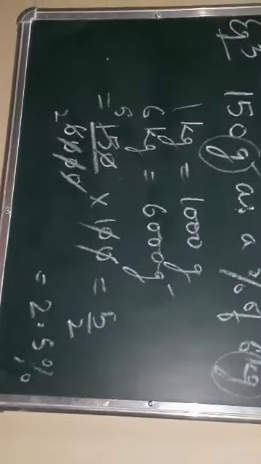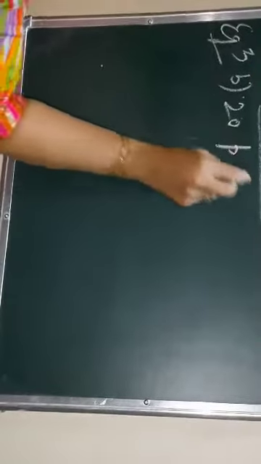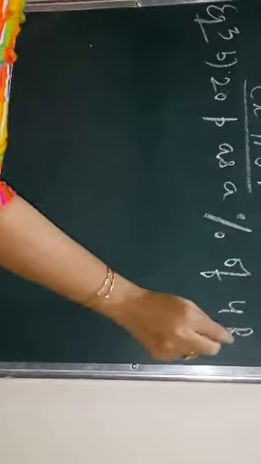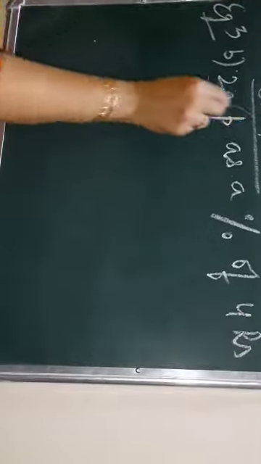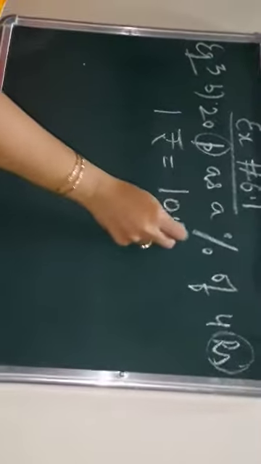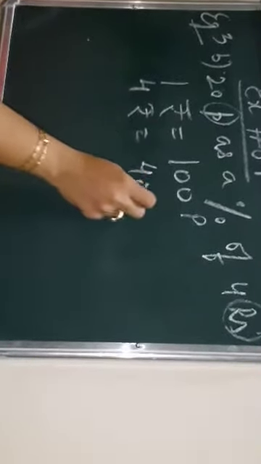Right? One more part we will do for this, the second part of this example. It is 20 paisa as a percentage of 4 rupees. So again you can see that the unit is not the same. One is paisa and another is rupees. So what we will do, we will convert this rupee into paisa first. So 1 rupee is equal to how much? 100 paisa. 4 rupees will be equal to 400 paisa. Now you can see both have become paisa.